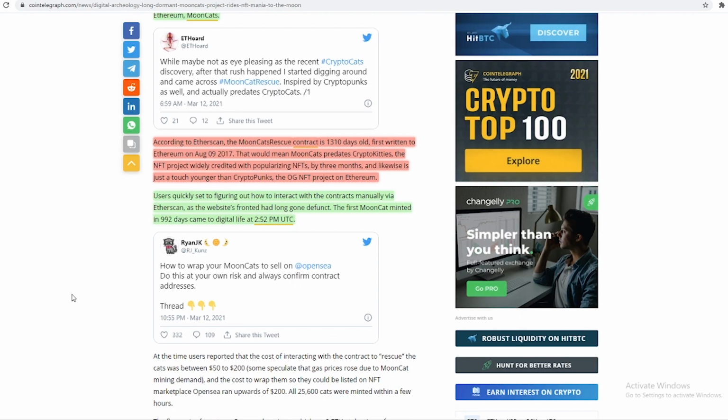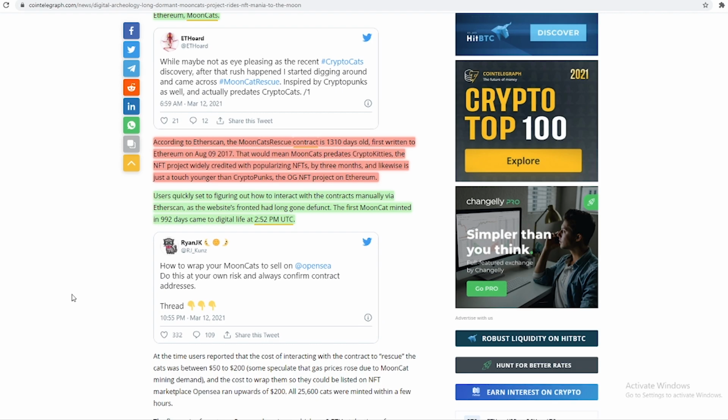According to Etherscan, the MoonCat Rescue contract is 1,310 days old, first written to Ethereum on August 9th, 2017. That would mean MoonCats predates CryptoKitties, the NFT project widely credited with popularizing NFTs, by 3 months, and likewise is just a touch younger than CryptoPunks, the OG NFT project on Ethereum.